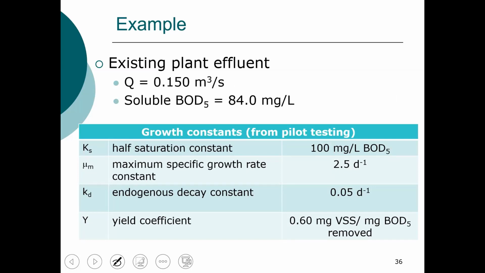You're also given the flow rate, and you're given a soluble BOD concentration. Along with that, pilot testing would have been done, and you have the growth constants for this wastewater. So we have the half saturation constant, the maximum specific growth rate, the endogenous decay constant, and a yield coefficient.